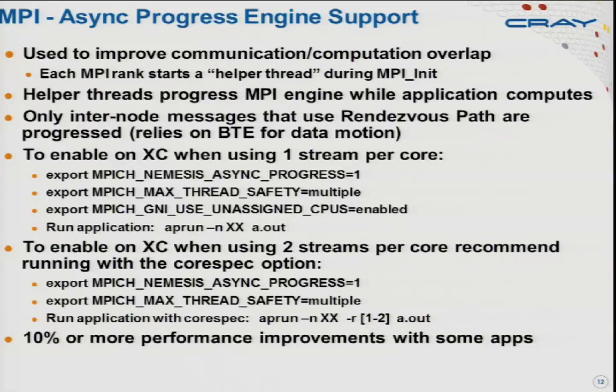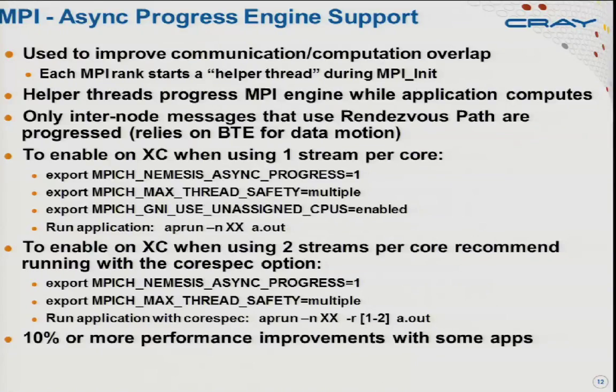So more about this async progress engine. This is to improve communication overhead. It starts a helper thread, and then you have to say where that helper thread is going to run. That helper thread runs the progress MPI engine while the application computes. This is only applicable to messages that use the rendezvous path. We'll talk about what that means this afternoon, but it means it's got to be a substantial size. We're not talking single word. I think it might be at least a couple kbytes. If it's smaller than that, it uses a different method, and overlap happens sort of anyway. So it only happens for some message sizes.